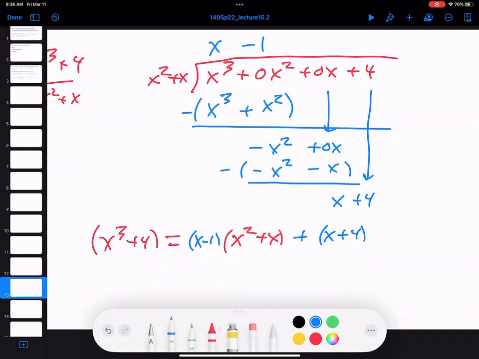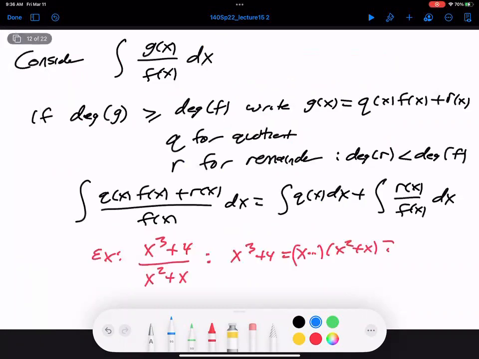And so what we did over here is, if the numerator has a larger degree, write g as q of x times f of x plus R of x. And when we substitute in, q of x f of x plus R of x over f of x, well, the q of x f of x over f of x just becomes q of x. That's a polynomial. We know how to integrate a polynomial. And then we're left with R of x over f of x.